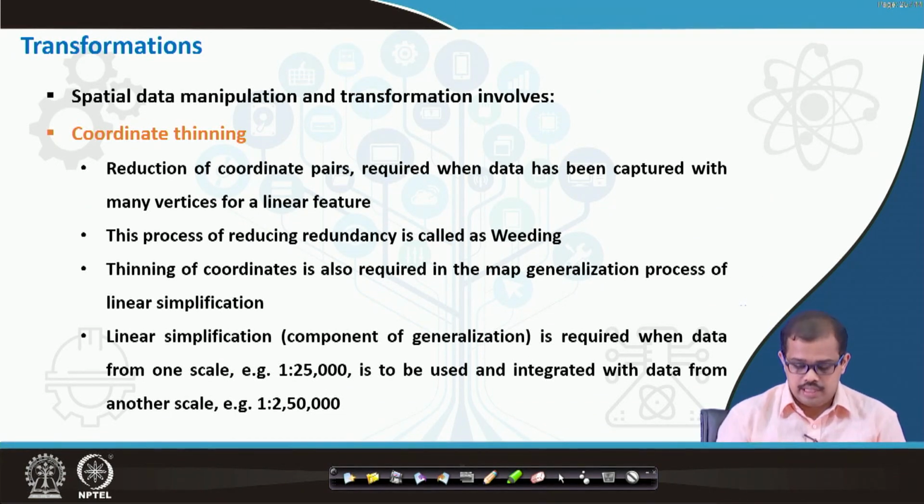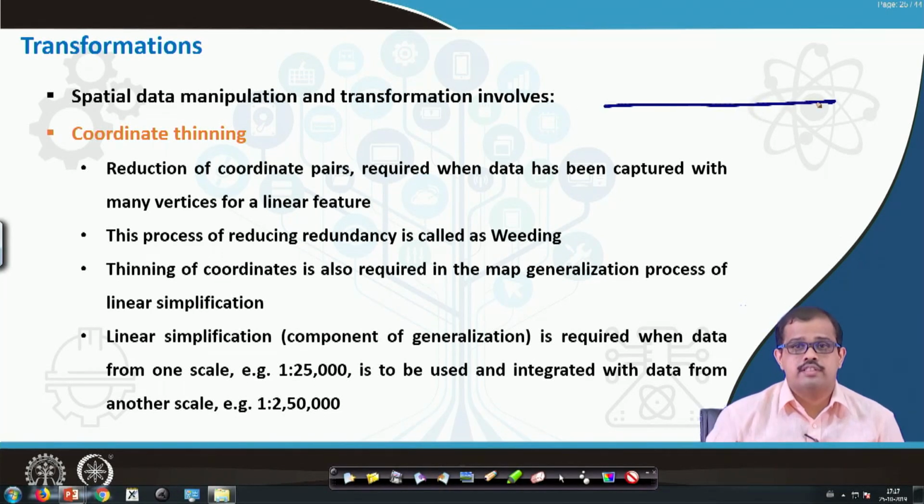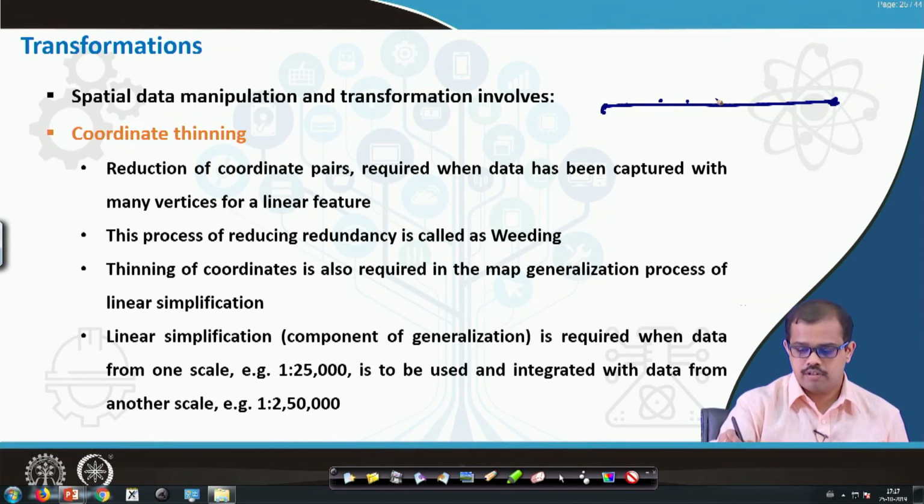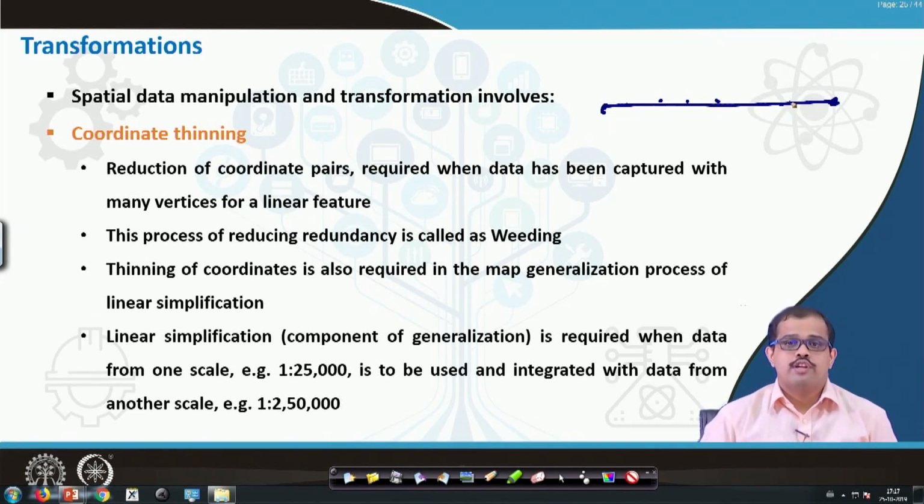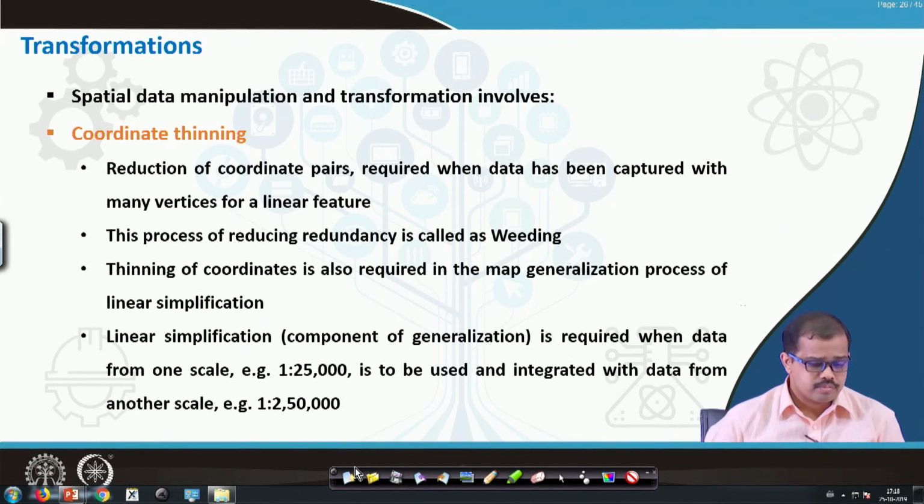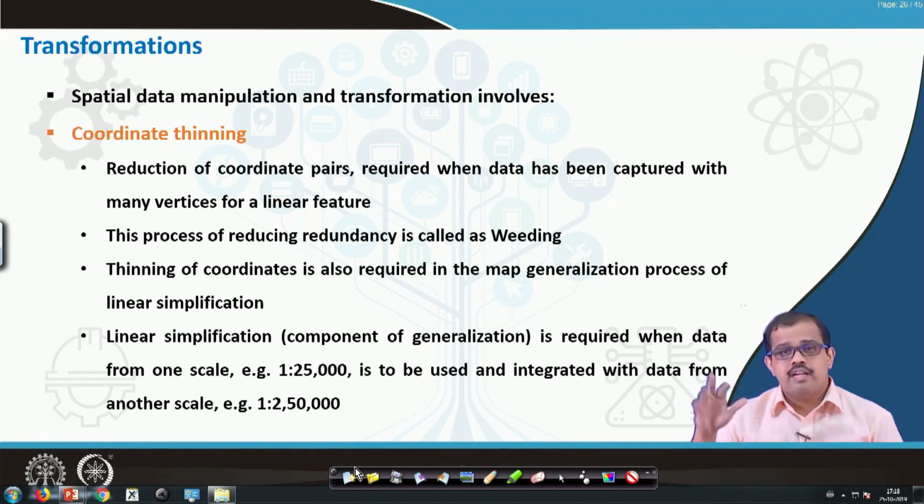If you have a single line feature, for example, if this is the line feature that you are trying to use, the line feature can be just this. In case you have a lot of coordinate information in between, you may have to simplify it for better representation. This process also reduces the redundancy in data and is normally called weeding away the data, which means that certain information that is not required for a particular line, you remove, and then it's called weeding.